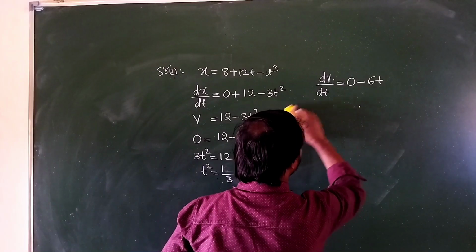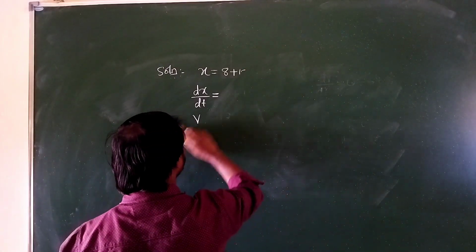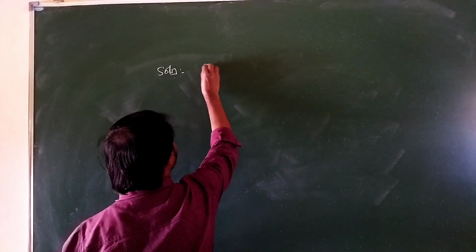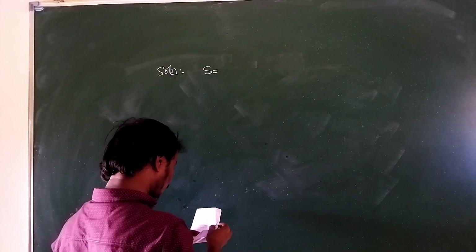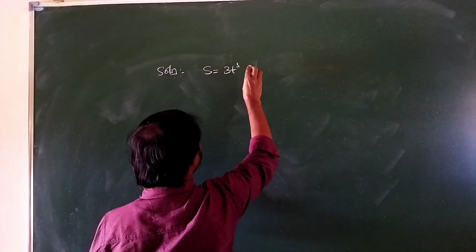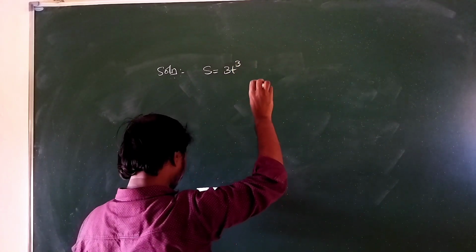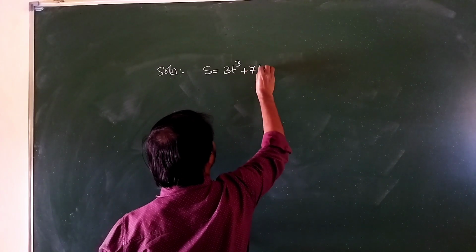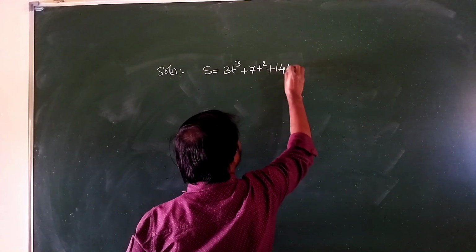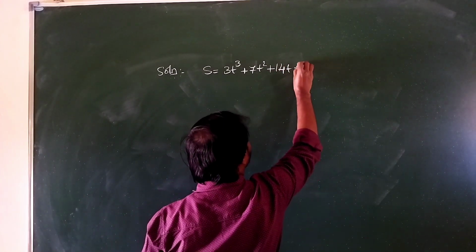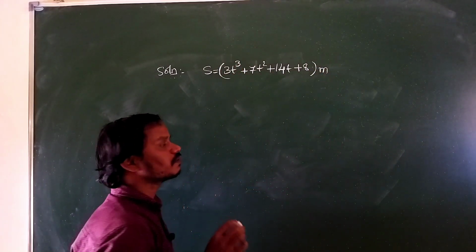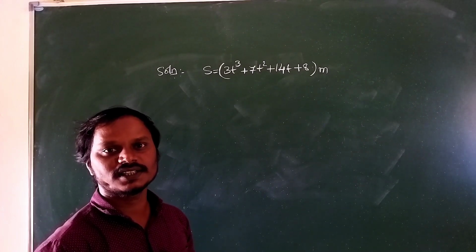So first I will write the given equation. Distance traveled is given. That distance traveled can be represented by s. Then s = 3t^3 + 7t^2 + 14t + 8. Here the distance traveled is in meters. Small m. What is small m here? Small m is nothing but the unit of distance, that is meter.